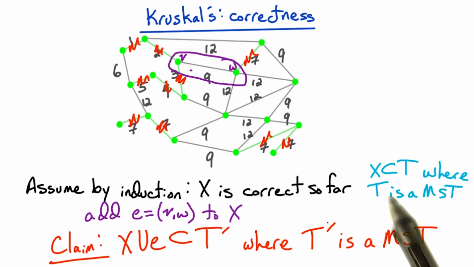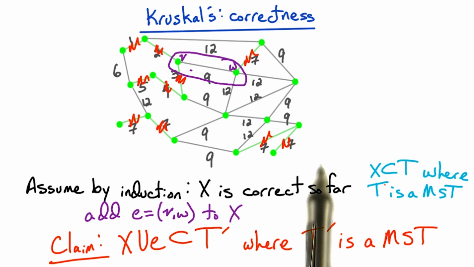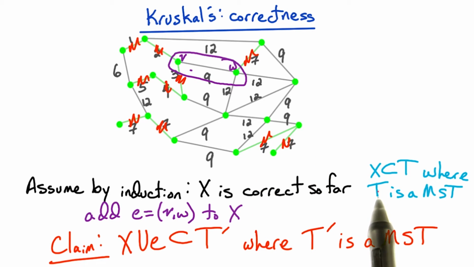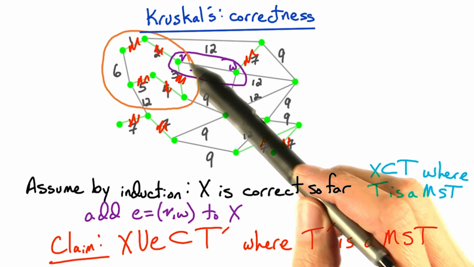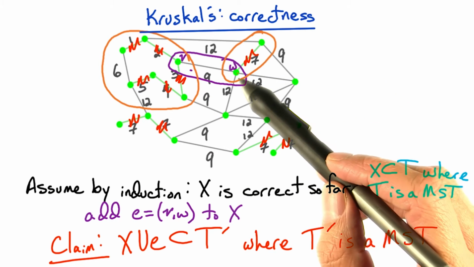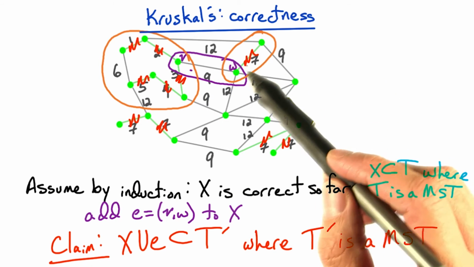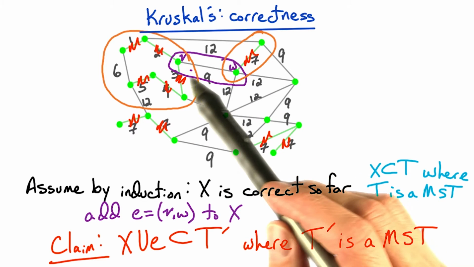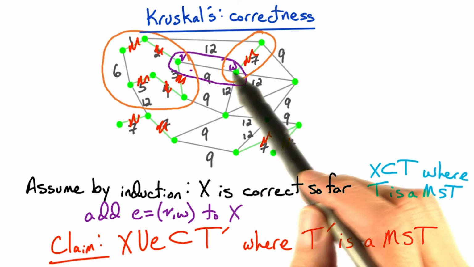T prime might be different than T, so we might be heading in the direction of a different MST than we were headed for before. But we're still on our way to an MST. Now, what is the key property that ensures that adding E to X ensures that we're still on our way to an MST? Well, when are we adding this edge E to X? Well, we look at the component containing V, which are these 6 vertices, and we look at the component containing W, which are these 2 vertices. These are different components. Therefore, we can add this edge and it doesn't create any cycles.